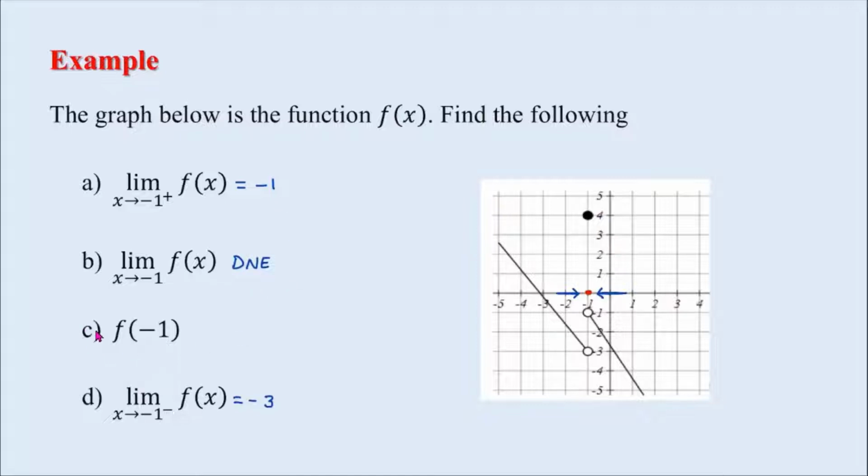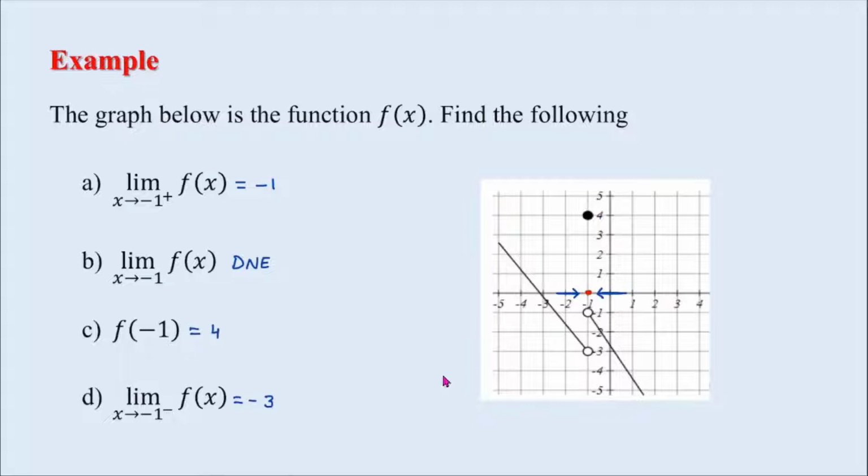And here is part C. In this one, we are asked to find the value of the function at -1. So here is -1. If we go down here, there is a hole, there is no value. If we go here, there is a hole, there is no value. But if we go up here, here is a dot. That means for x equal to -1, this is the value of the function, which is 4. So f of -1 is equal to 4.